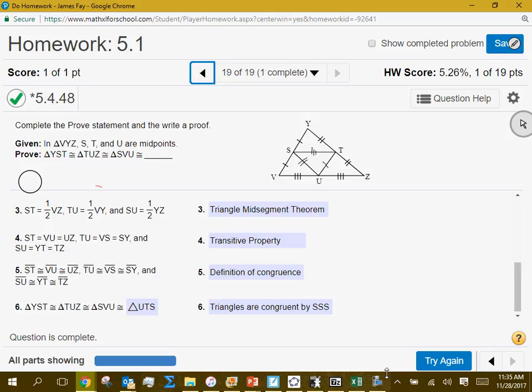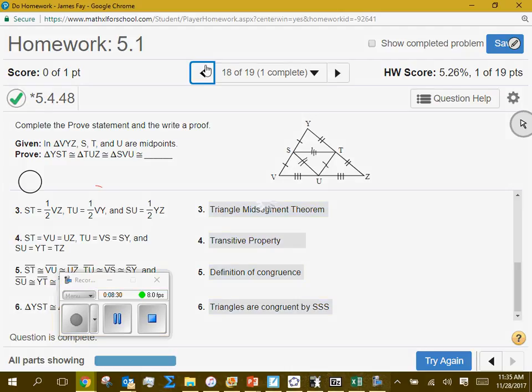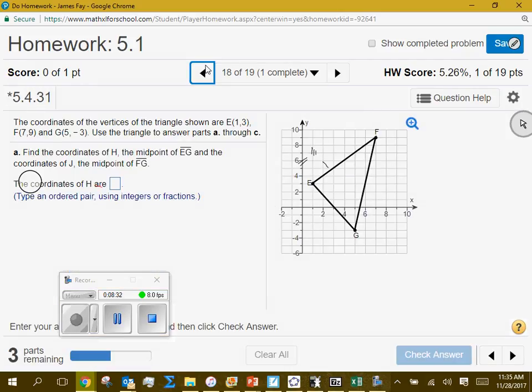Try not to. Hurts my eyes. Any others you guys want to talk about? Did we feel okay with this one? No. I had no idea what I was doing. You want to do this one?